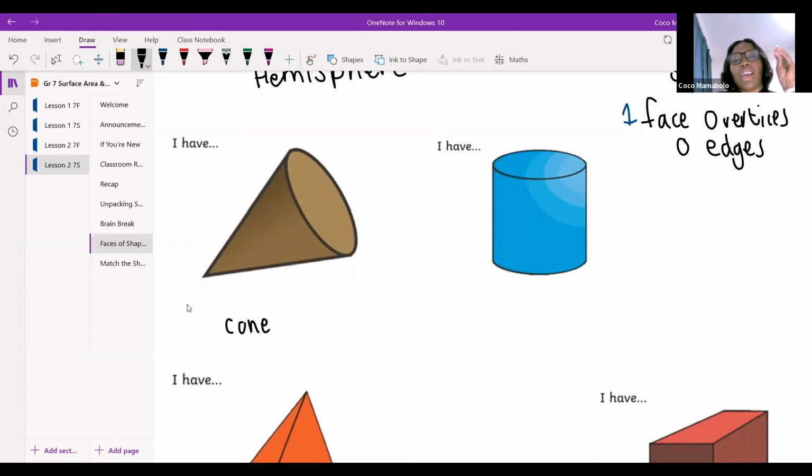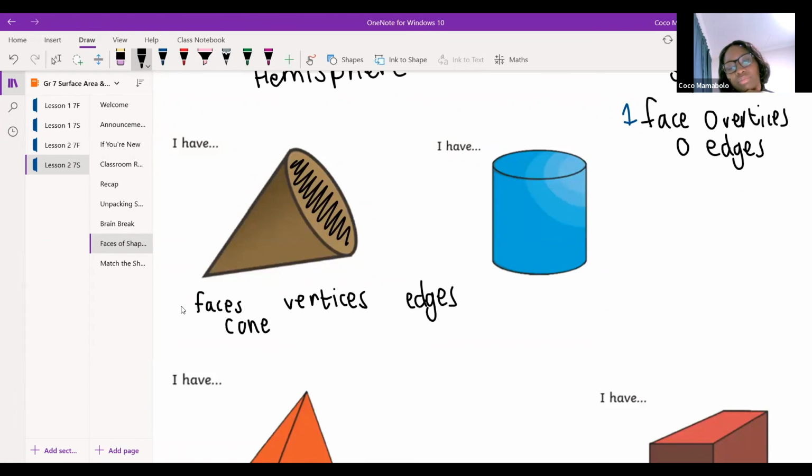Now I want you to tell me, how many faces do I have? 2. Explain that. The top joins to the bottom. The bottom is a face, good. And then the rest of the shape that swirls around the apex is also a face, because it's sitting at the top and goes all the way around, connected to the base. Good. So I've got 2 faces.